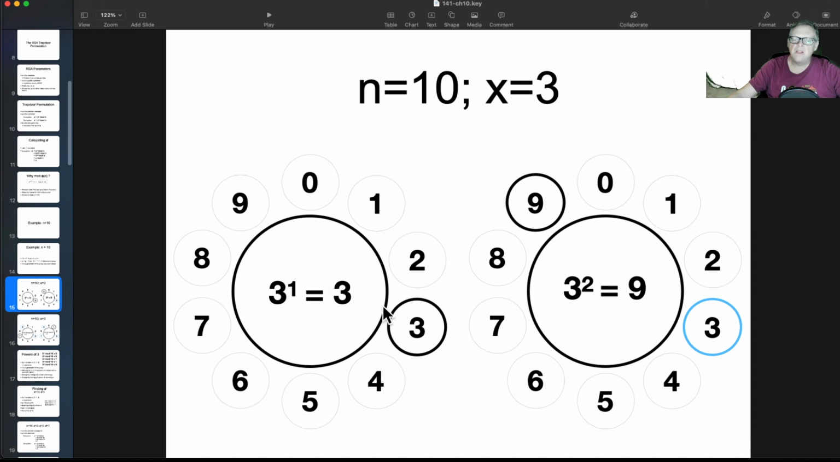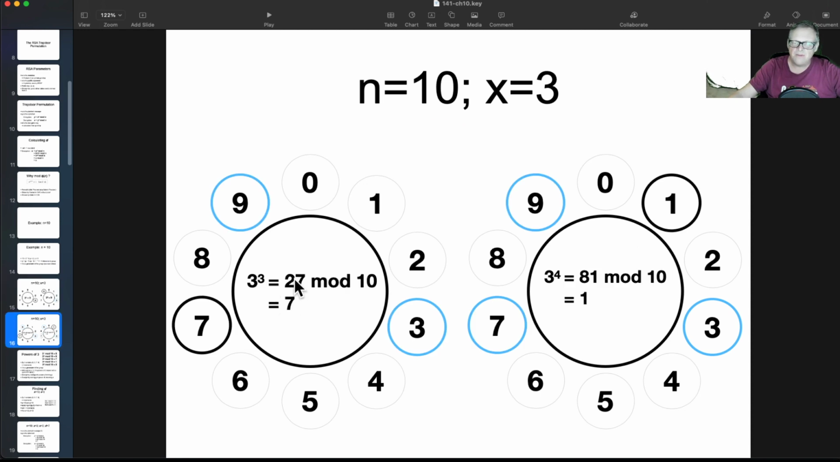3 to the 1 is 3. 3 to the 2 is 9, and n is 10, so that's fine. 3 to the 3 is 27, so that's 7, mod 10. 3 to the 4th is 81, so that takes us to 1. So here is the group: 1, 3, 7, and 9. And if you multiply by 3 again, you'll just loop around here. So you've generated all possible elements of the group by taking 3 to a power.